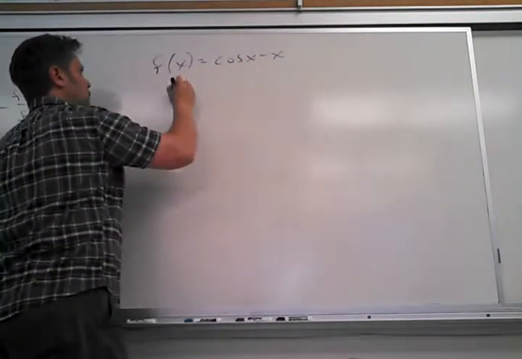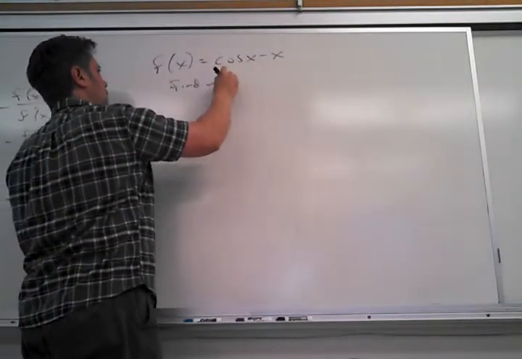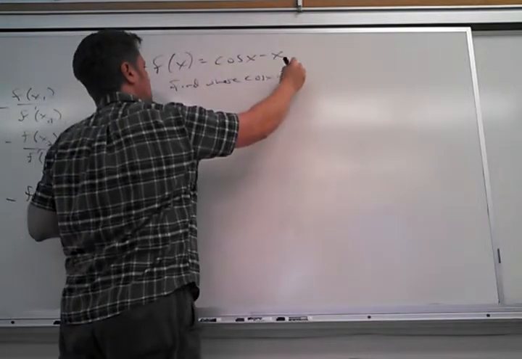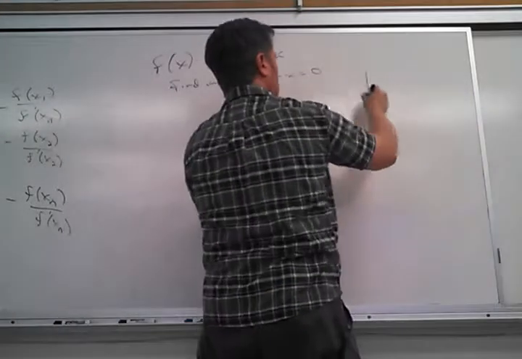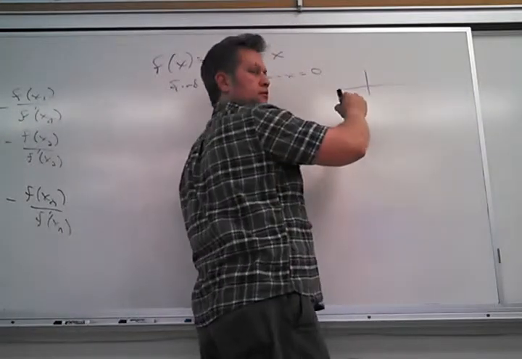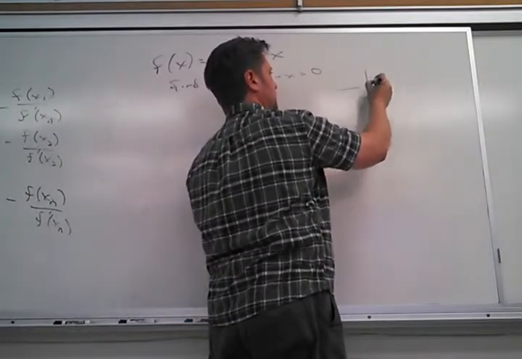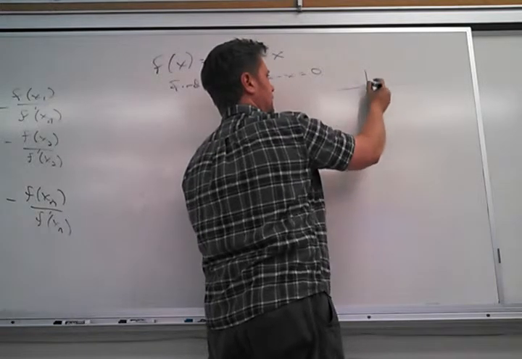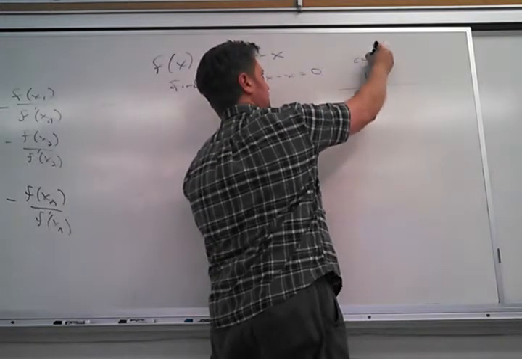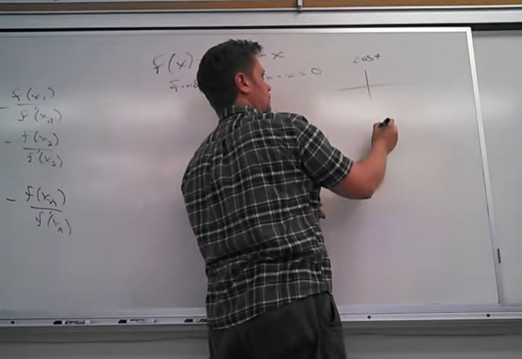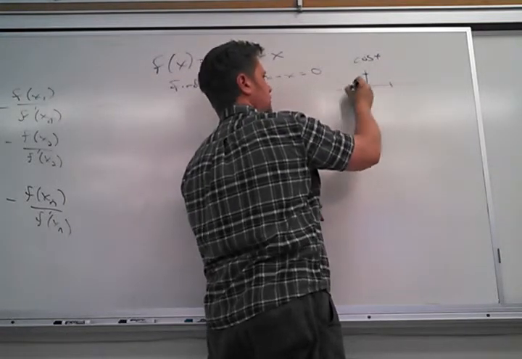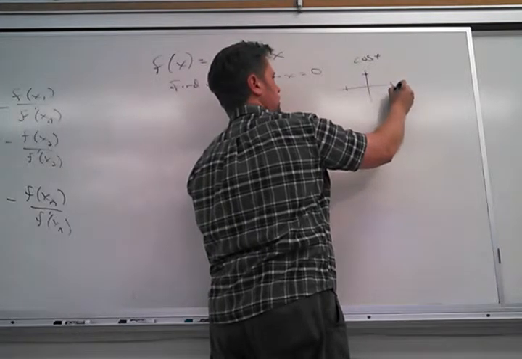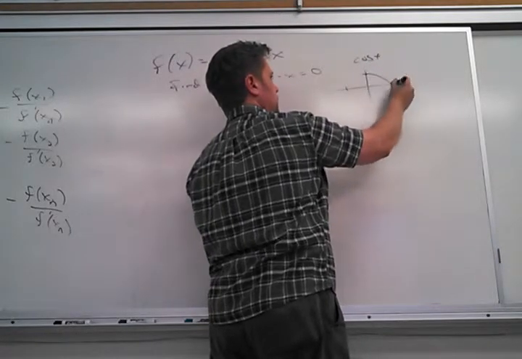So I want to find where cosine x minus x equals 0. A real rough sketch of cosine x. Where does it start? At 0, what is it? It's 1. All right. And then it gets to 0 where? Good, pi over 2. So it's 0.